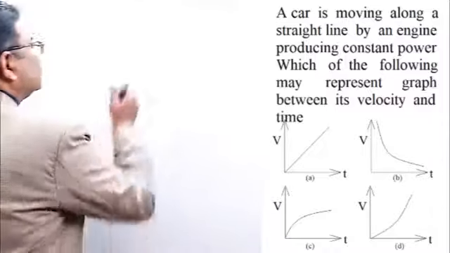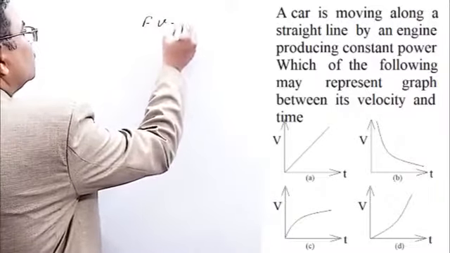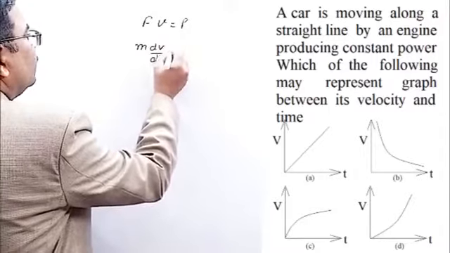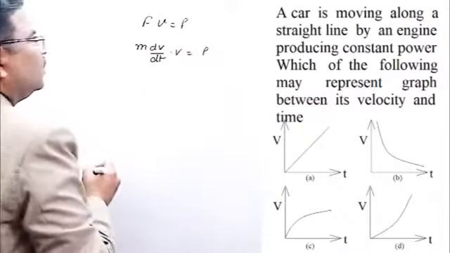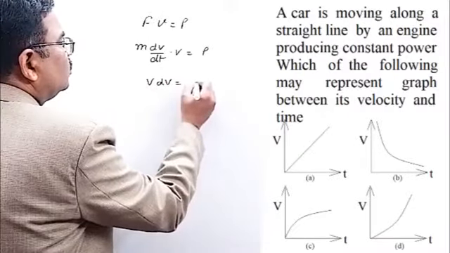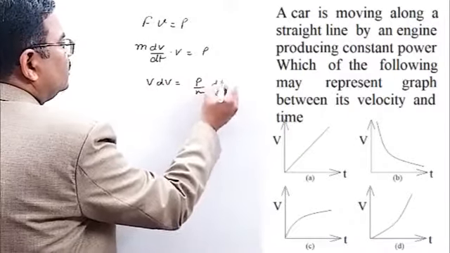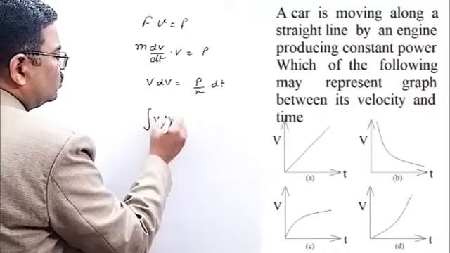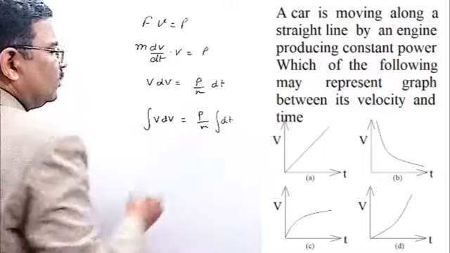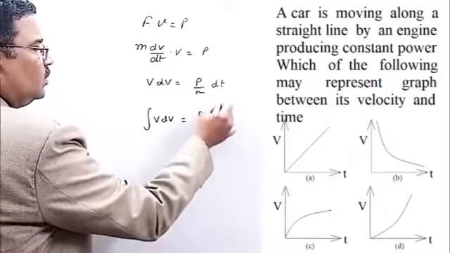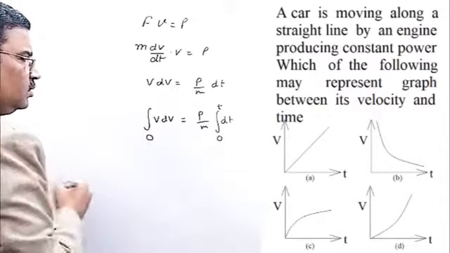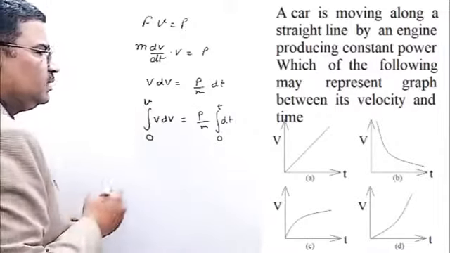Now we know that force into velocity is power, and this force I can write as m into dv by dt, and this is power. Now I can write this as v dv is equal to (p by m) dt, and then we integrate it, so we get a relation between velocity and time. Now I can take the limits from 0 to t, and here the initial velocity I assume to be 0 and final velocity is v.